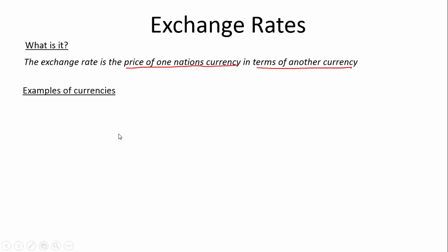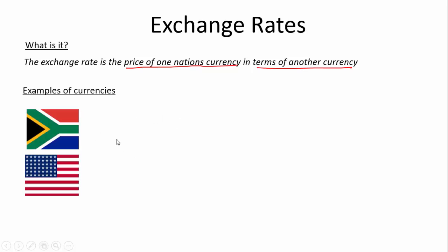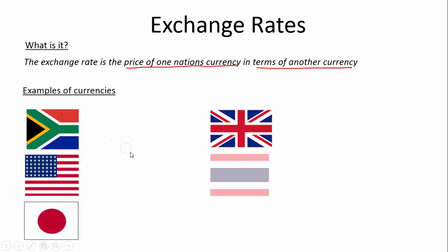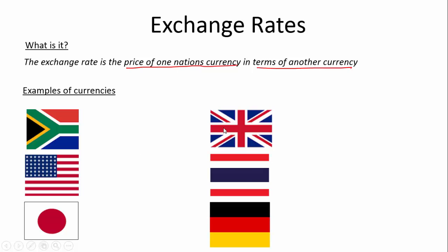Okay, let's have a look at some examples of currencies. South Africa, America, Japan, Great Britain, Thailand, Germany, if you know your flags. And in South Africa, we have the rand, and we denote that with a little R. You know the rand very well. We have rand and cents, but it's called the South African rand. In America, they have the dollar. You might have seen that with the dollar sign. Very common sign. In Japan, they have the yen.